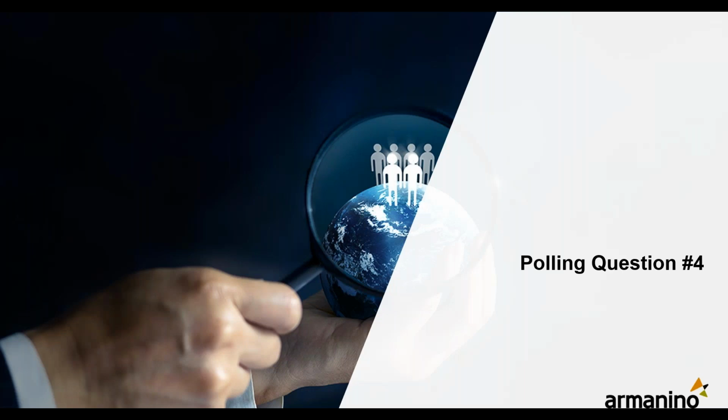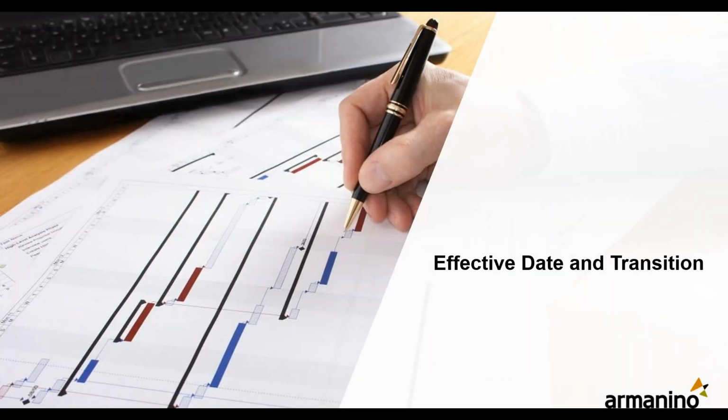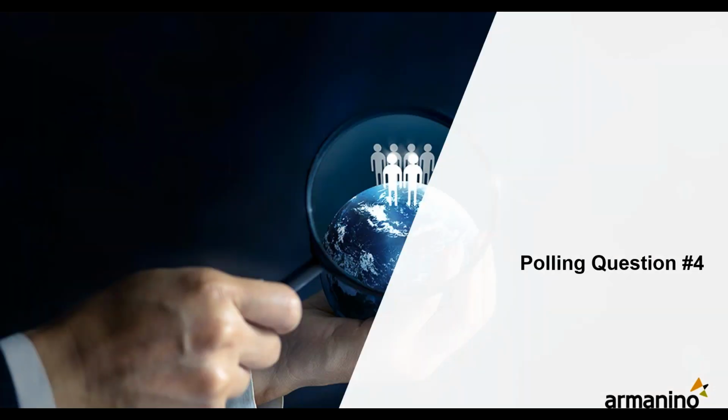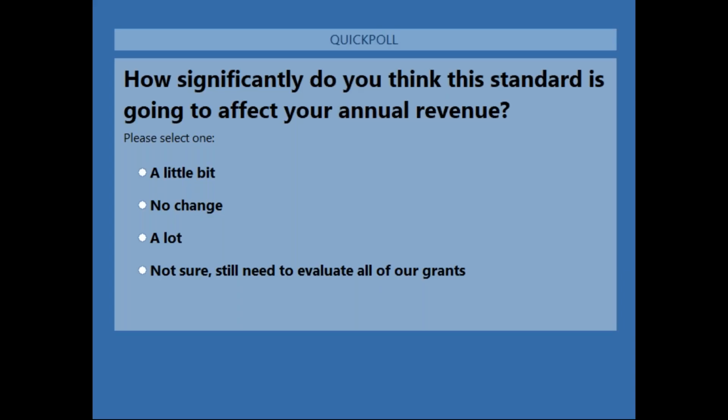All right, that brings us to polling question number 4. On the home stretch. So the question is, how significantly do you think the standard is going to affect your annual revenue? Is it a little bit, no change, a lot, or are you still not sure? This will be an interesting polling question. Because I think at the beginning of the webinar, if I remember the first polling question correctly, most of you said that you've got a combination of non-governmental and governmental contributions, grant agreements, and earned revenue sources.